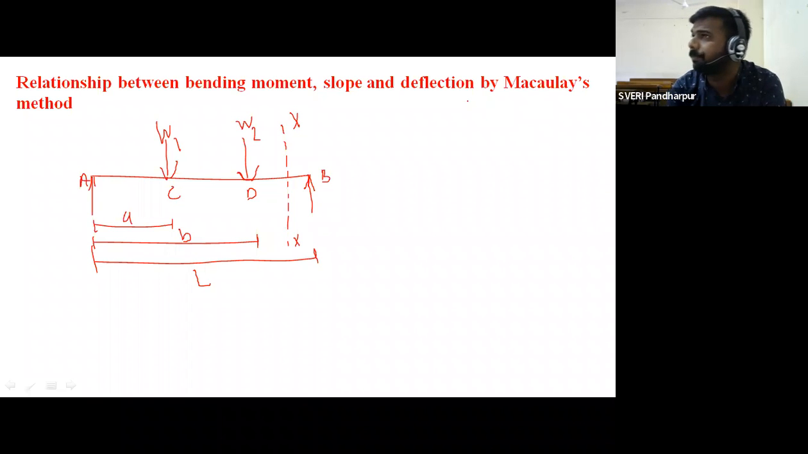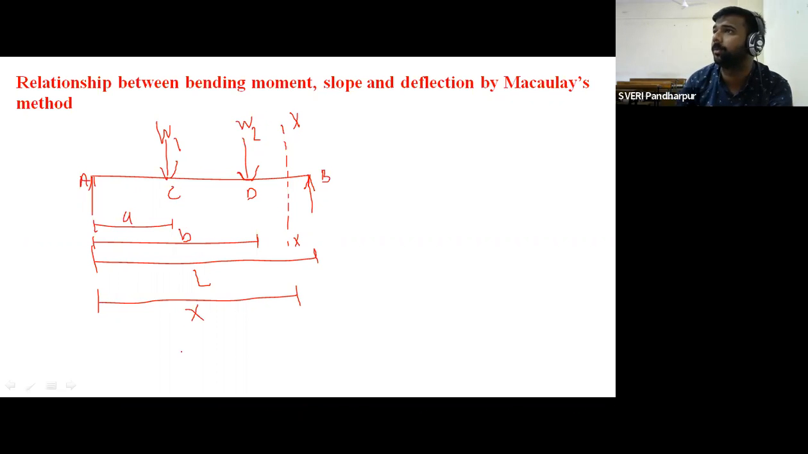So here if you see the figure, this is the one simply supported beam which is supported at the two ends, that is point A and point B, and it is subjected to the 2-point loads. The 1-point load, that is W1, is applied at a distance A from the point A, and W2, the 2nd-point load, is applied at point D at a distance of B from the left side, that is from point A. And one section also we have considered here, that is section XX, and the distance of that section is also X from point A.